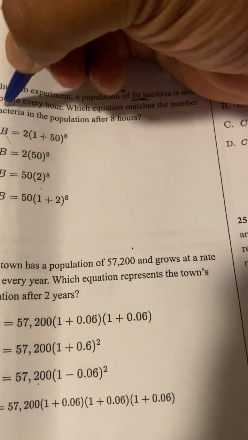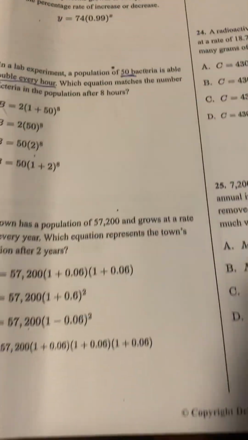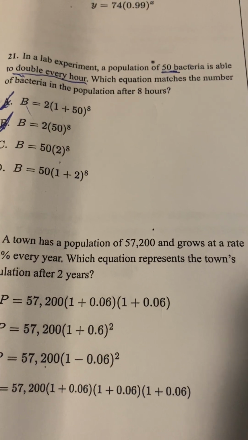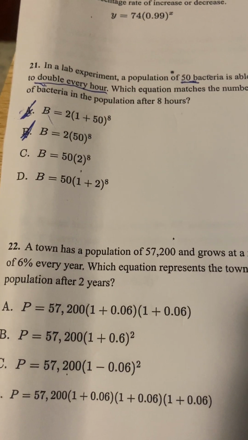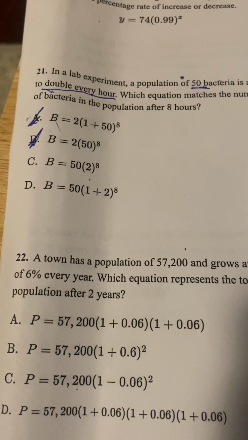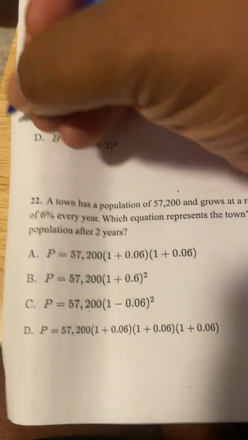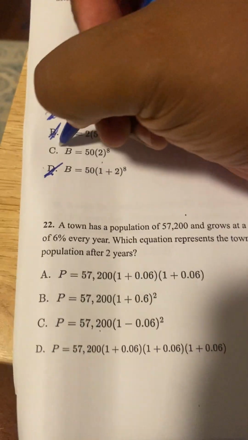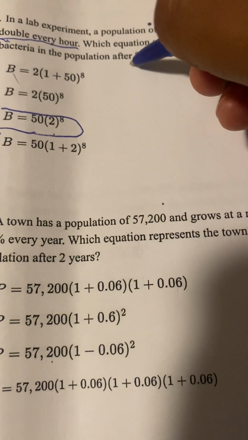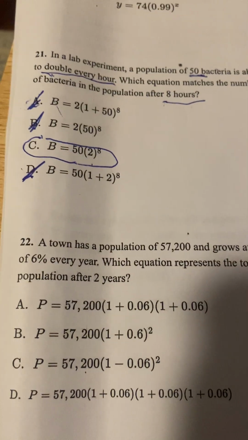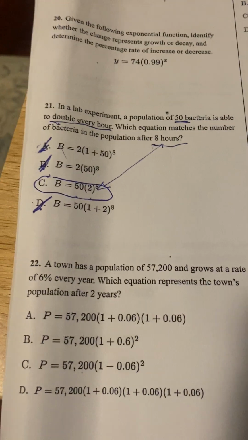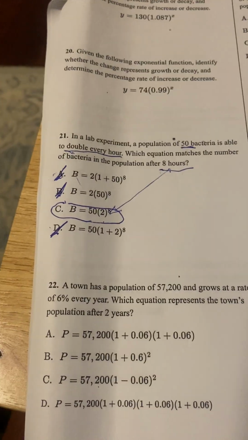It's able to double every hour. So when it doubles every hour, it's just going to be the number 2, between C and D. It's not going to be 1 plus 2. Double is going to be just 2. So based off that, I take D out. The answer is C. But here's the other thing when you look at the other ones: that 8 hours, 8 minutes, 8 years is the exponent. So that's what you're looking for. So it's C on 21.